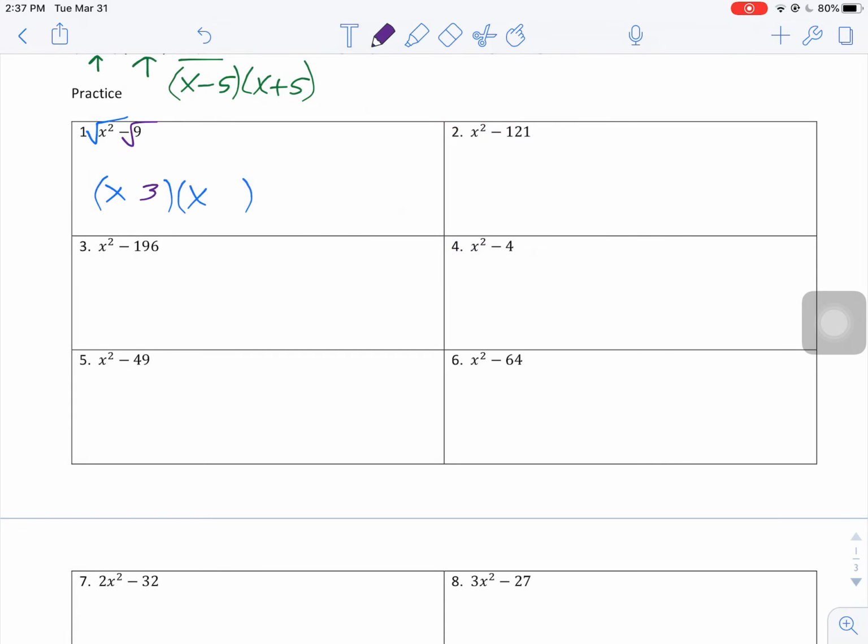Square root of 9 is 3. Make one positive, make one negative. Done. It's literally that easy. Let's do number 2 as well.